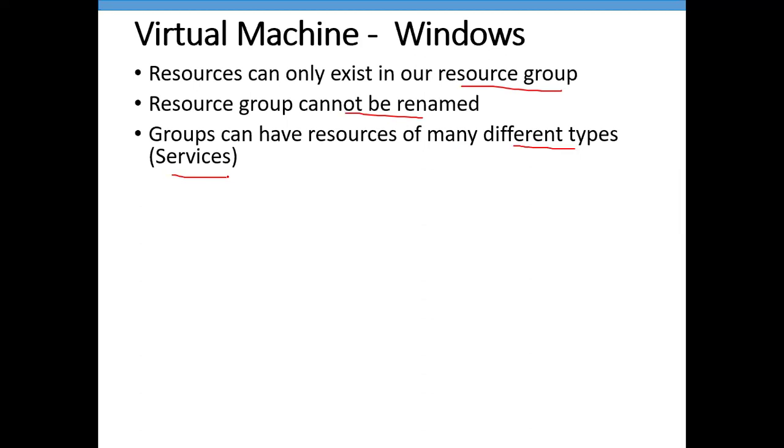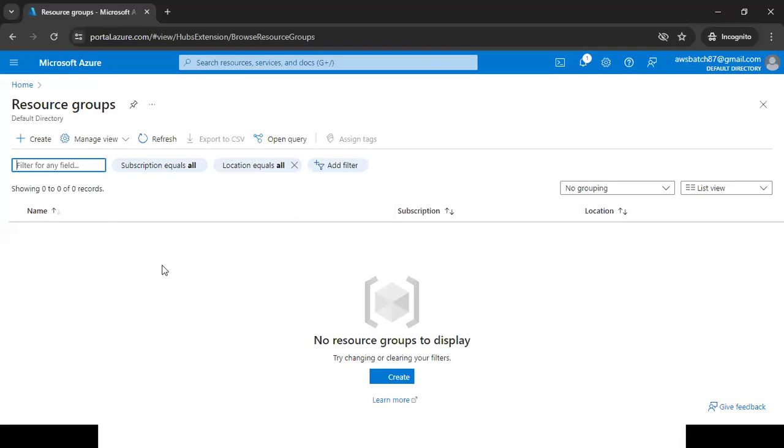Groups can have resources of many different types. Different types means different services. Like I already told you, we can store a database also. We can store our storage account, virtual network, virtual machine. These are different services we have. Or I want to create an IP address. Everything we can store in our resource group. So we can see all those services from one single location. I don't need to go to different pages to see those particular services.